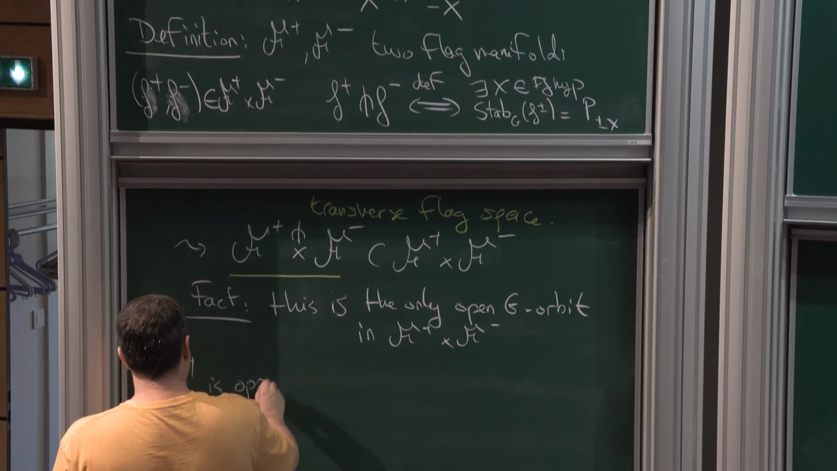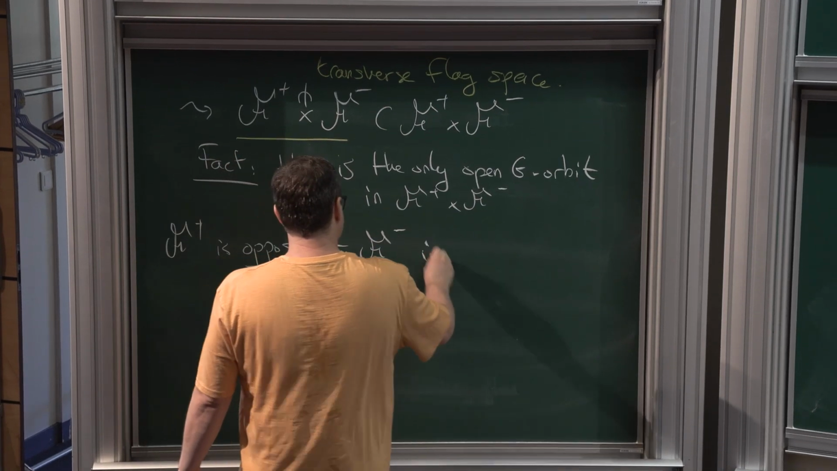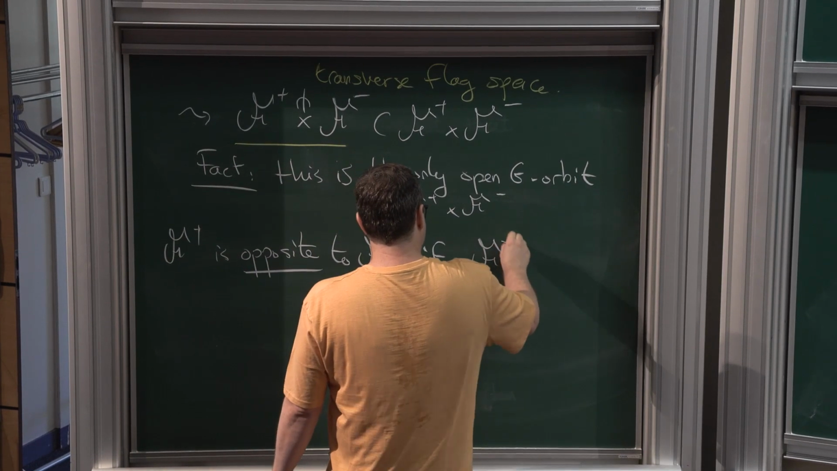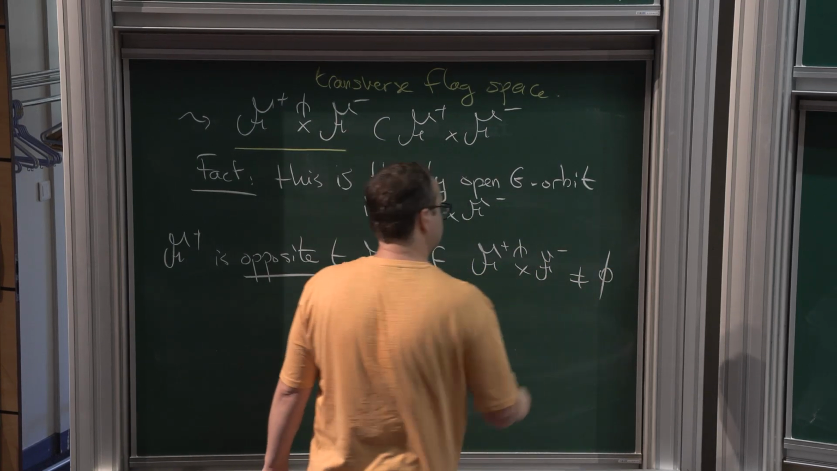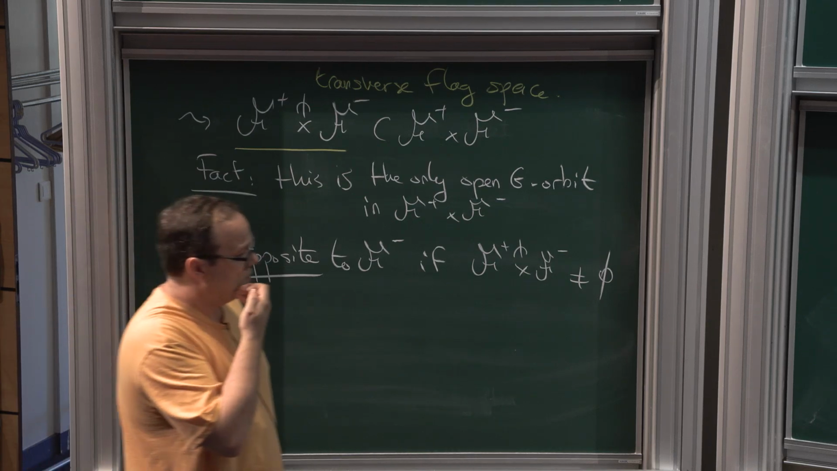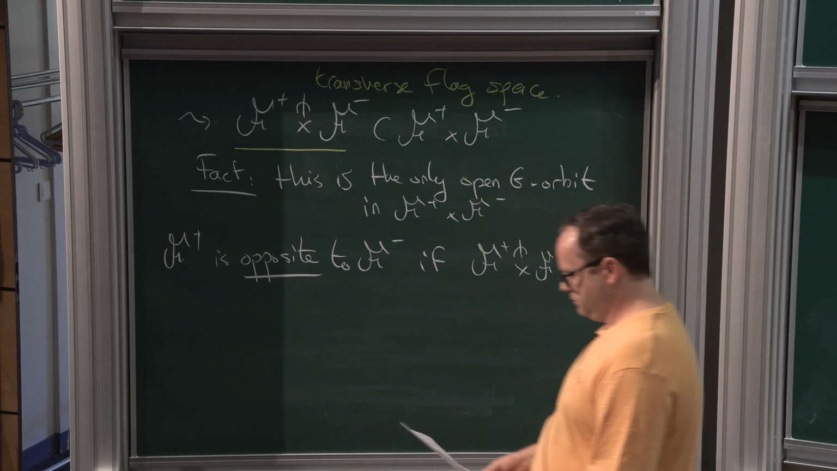We'll say that a flag manifold F plus is opposite to F minus if there actually are some transverse pairs in there. There are many ways of describing this. You can see also this as living somewhere in the boundary of the symmetric space and saying that you have a geodesic going from one to the other. This is, at the moment, my favorite way of describing it. It could very well change within a few minutes.